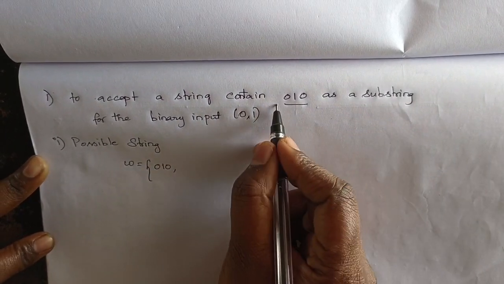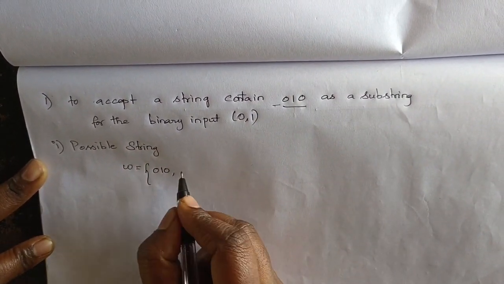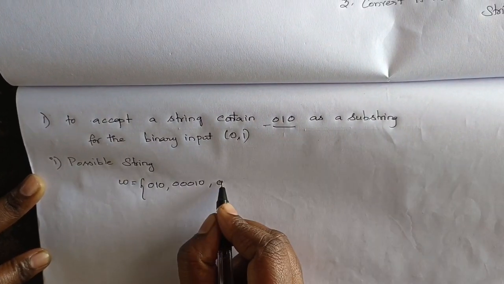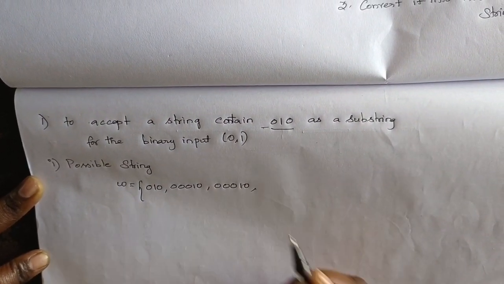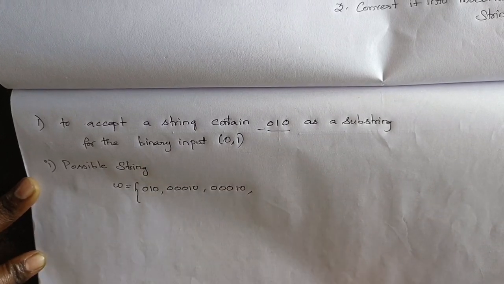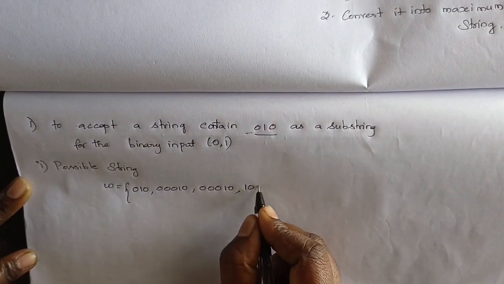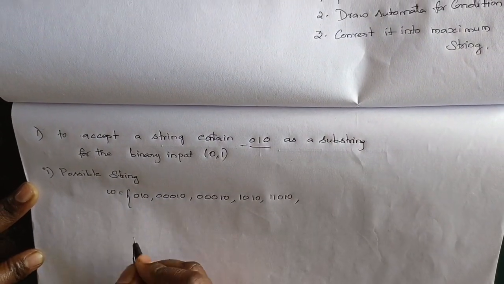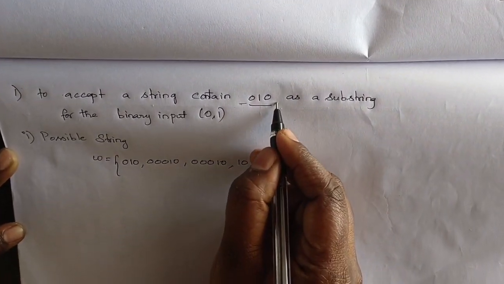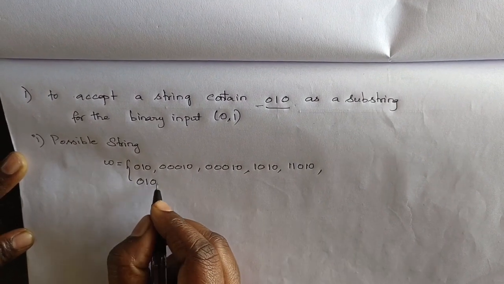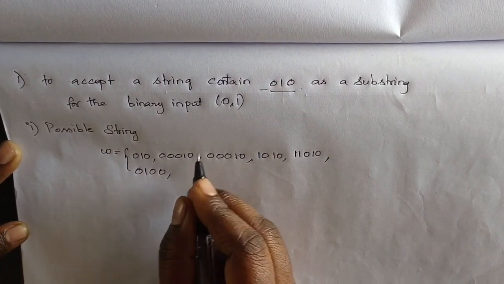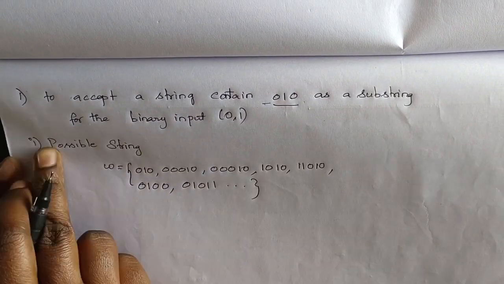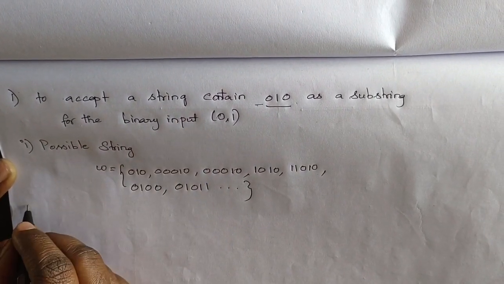Next, in front we can have n number of zeros: 0, 0, 1, 0 or 0, 0, 0, 1, 0. Similarly in front we can have n number of ones: 1, 0, 1, 0 or 1, 1, 0, 1, 0. Similarly at the back, n number of zeros: 0, 1, 0, 0, or n number of ones: 0, 1, 0, 1 and so on. These are all the possible strings for the given condition.